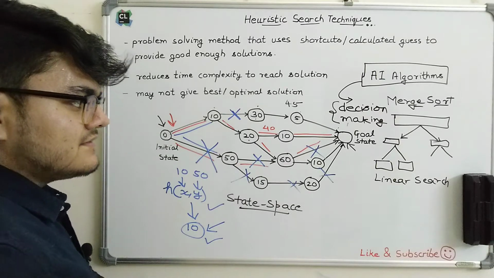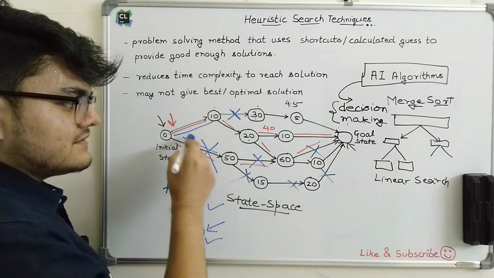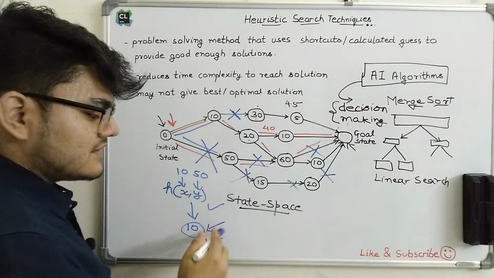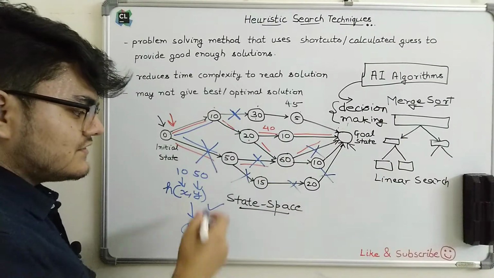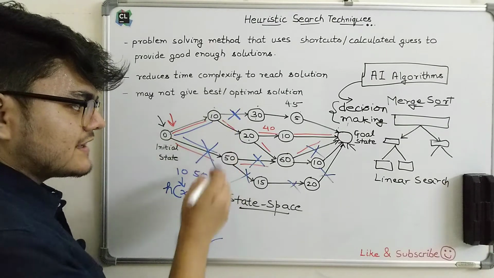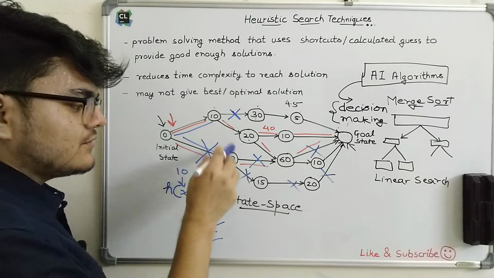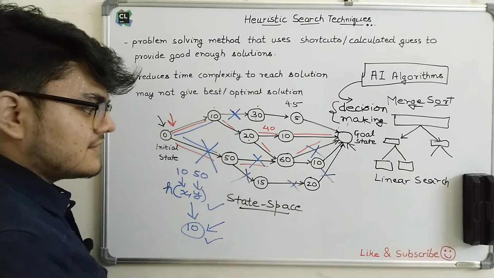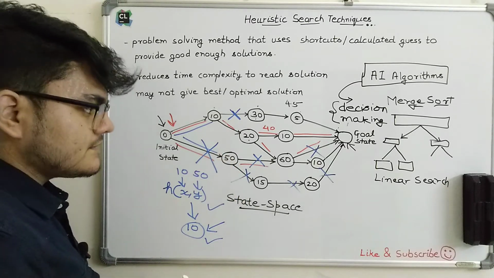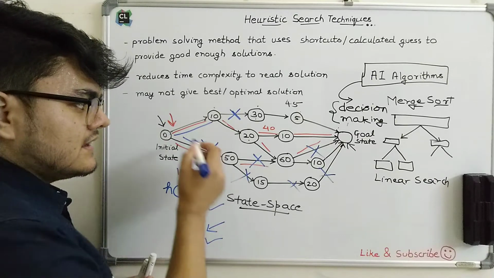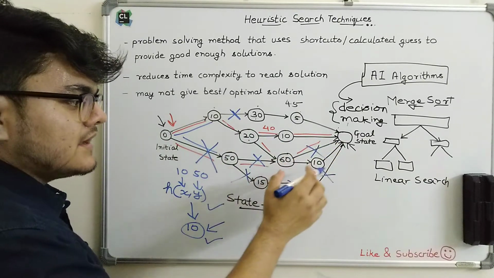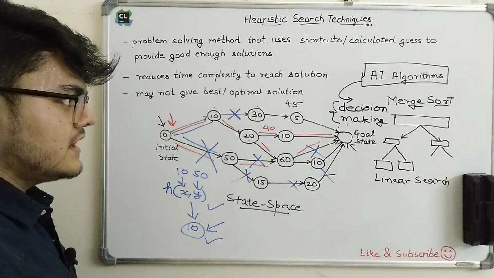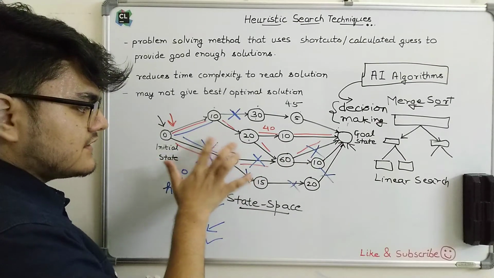Now you can see that if I calculate all this, the path I'm going to get using this heuristic strategy, which is to use the minimum value when exploring and ignore the path which is greater than this value, right? In this case you will get an optimal solution and the time complexity is also reduced. But there is a problem with this heuristic method which we are going to understand.